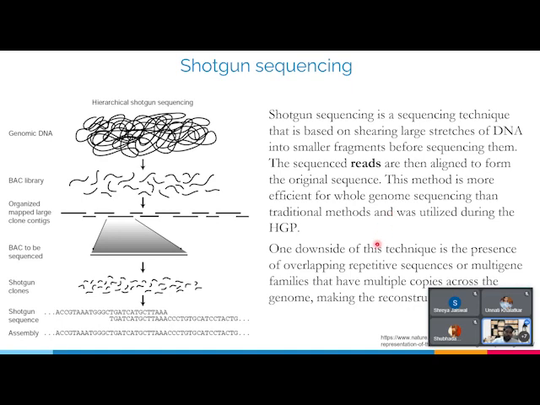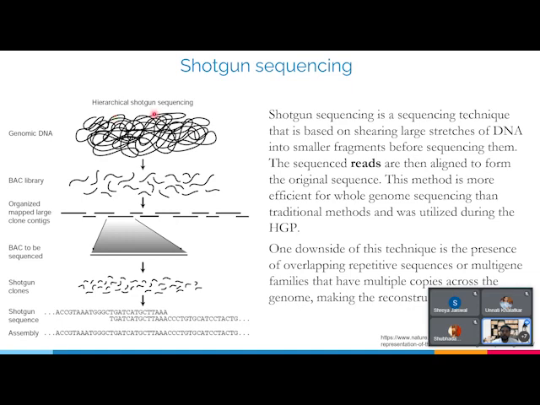But one of the downsides of the technique is the presence of overlapping repetitive sequences or multi-gene families that have multiple copies across the genome, which make reconstruction of the entire thing difficult. So first let me go through the schematic and I think we'll better understand what exactly we are talking about.